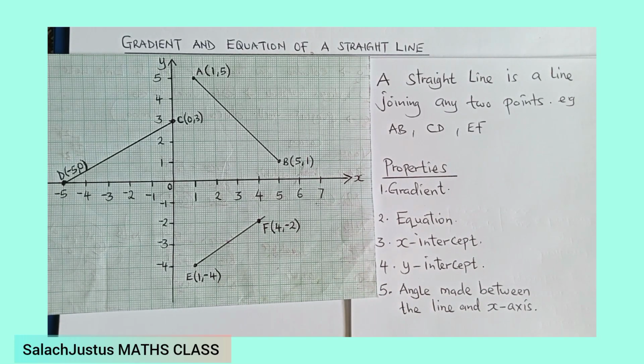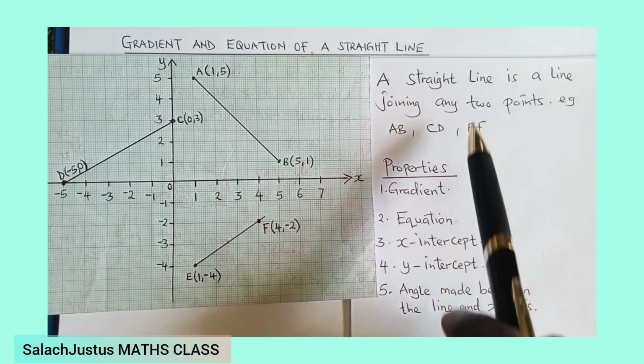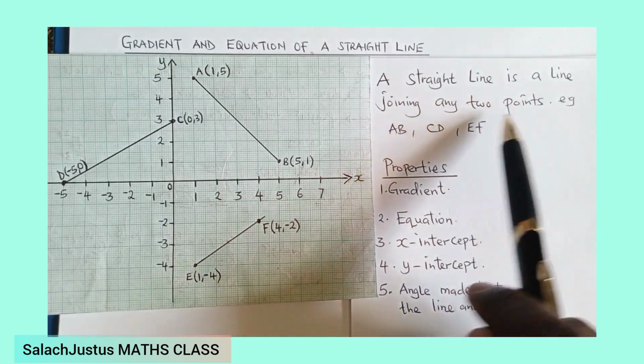Today I want us to discuss the gradient and the equation of a straight line. A straight line, as we know, is a line joining any 2 points. For example, I've written here a line joining any 2 points.